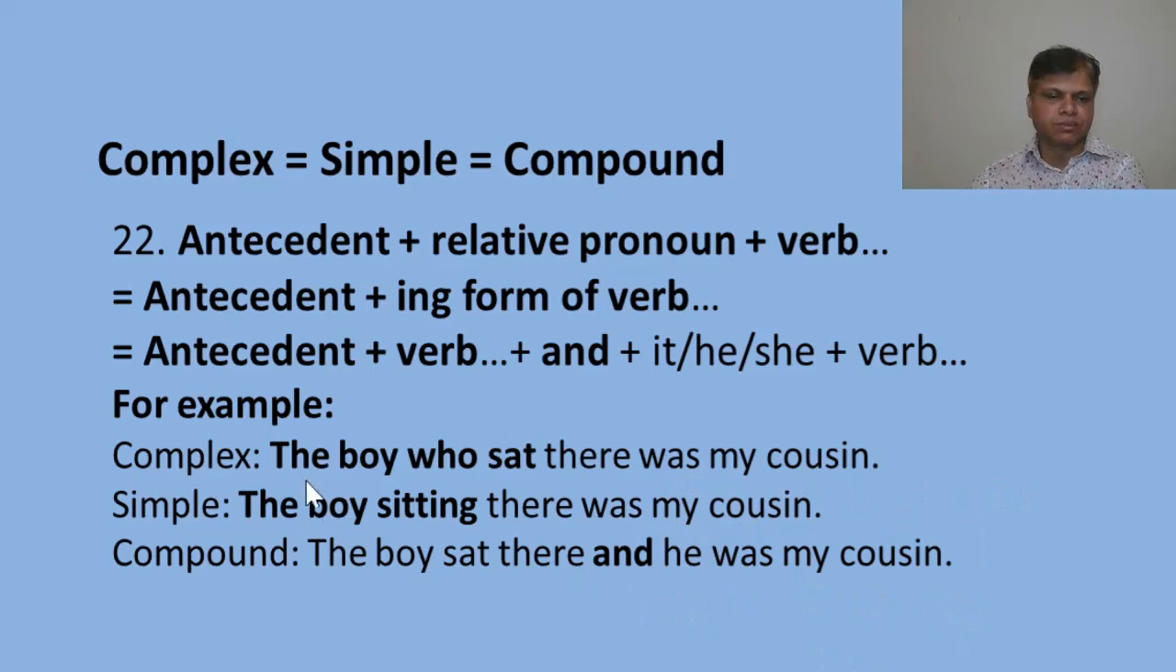So look at the example. Complex: The boy who sat there was my cousin. Simple: The boy sitting there was my cousin. Compound: The boy sat there and he was my cousin.